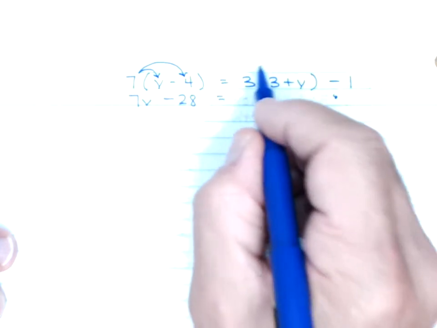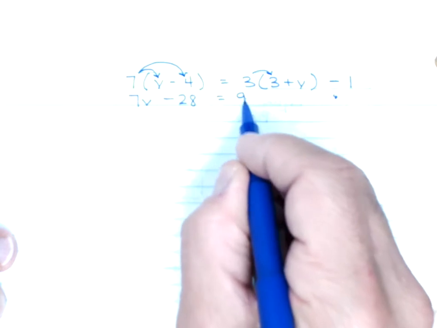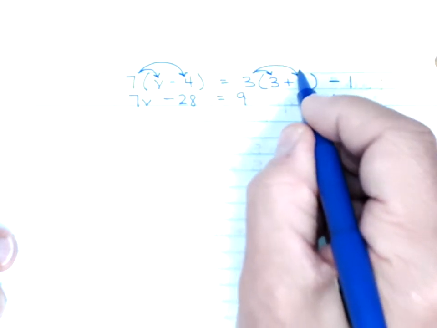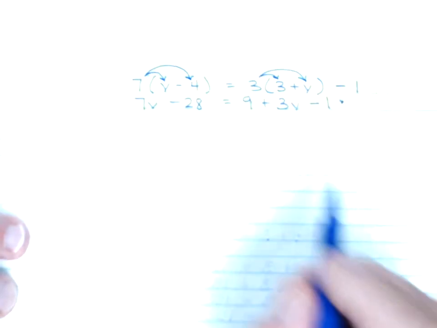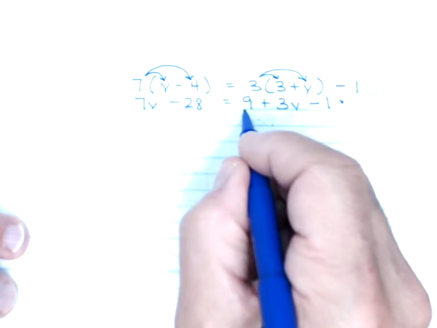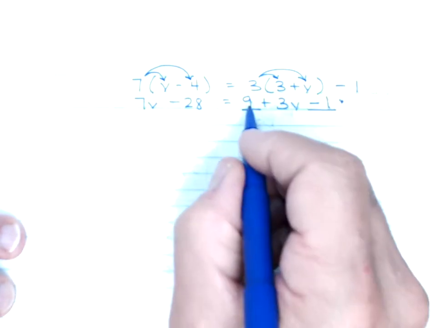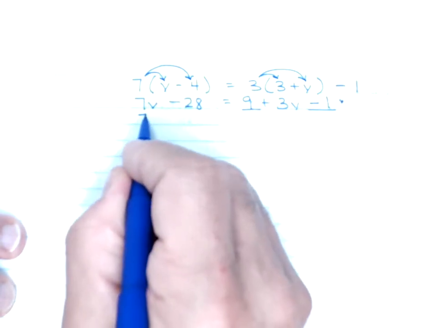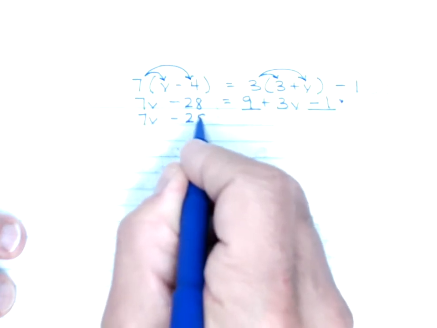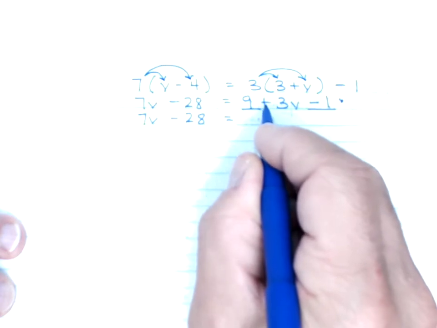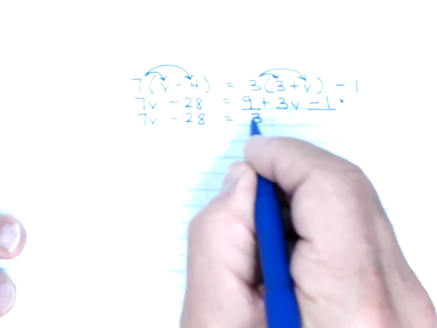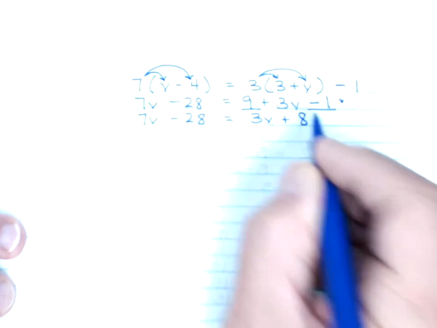On the other side, same thing. 3 times 3 is 9. And then 3 times v is 3v. Please don't forget the minus 1. Speaking of which, let's combine some like terms. Let's combine this 9 and this negative 1. So 9 minus 1, I can hear you all yelling it through the internet. That's right, it's 8. By the way, 8 is positive and so is 3v, so I'm going to put 3v in the front. I'm going to put that positive 8 in the back.